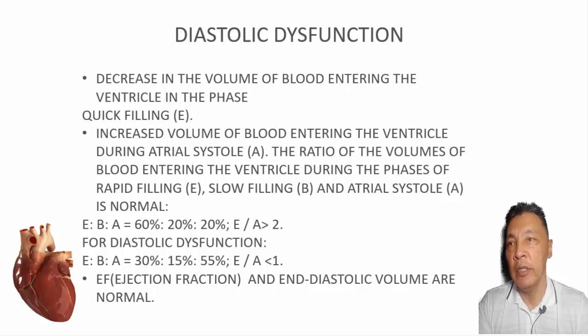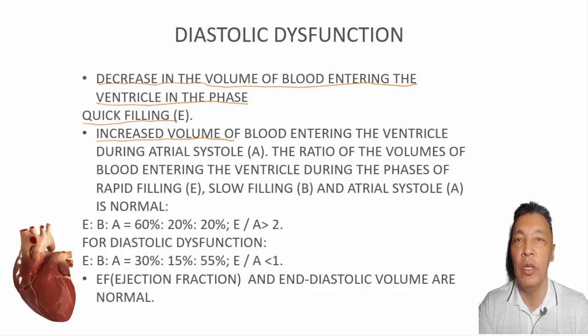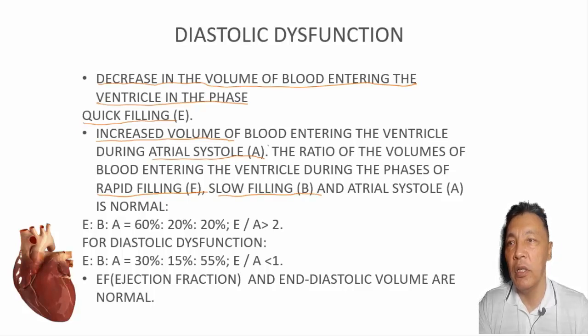Main clinical criteria for diastolic dysfunction: a decrease in the volume of blood entering the ventricle in the phase of quick filling; an increased volume of blood entering the ventricle during atrial systole. The ratio of the volumes of blood entering the ventricle during the phases of rapid filling, slow filling, and atrial systole is normally E to B to A, 60 to 20 to 20%. The ratio of quick filling to atrial systole is more than 2.